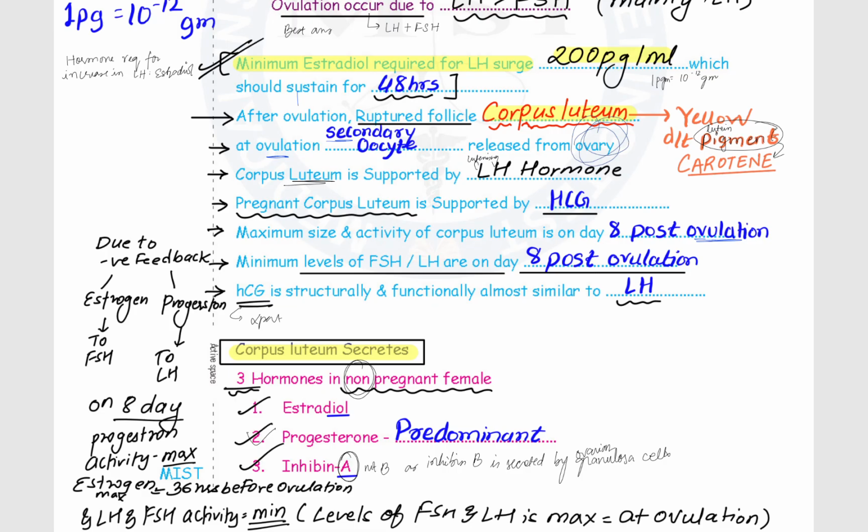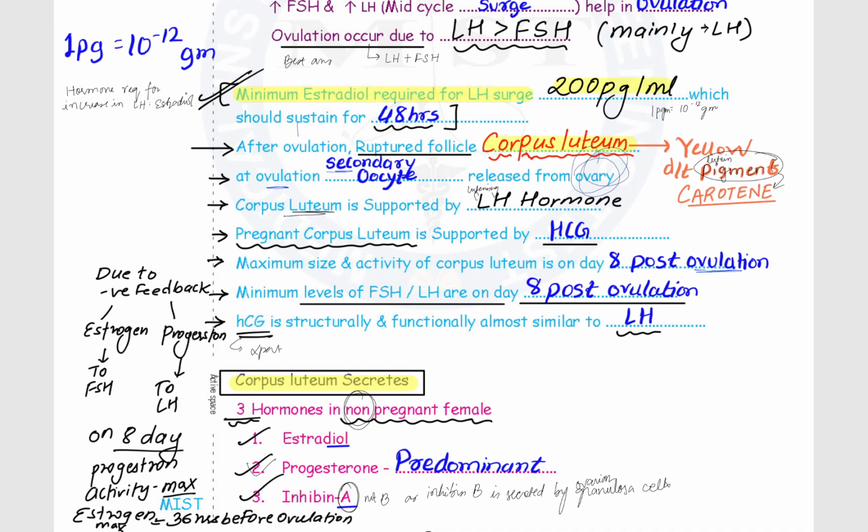Now, one thing to remember: corpus luteum is supported by LH hormone, right? For how many days? It is 10 to 12 days. But the pregnant corpus luteum is supported by HCG, but before that, it is supported by LH for 10 to 12 weeks in case of pregnancy.